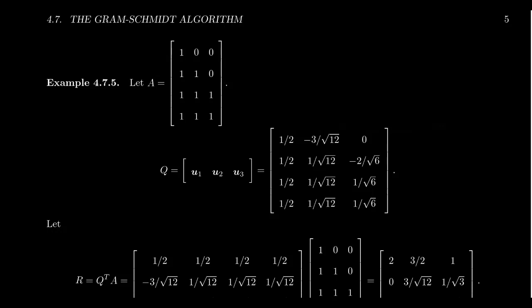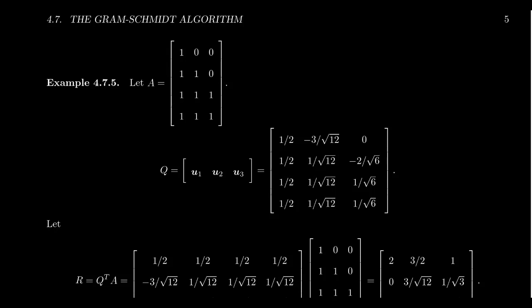So I wanted to just use the same matrix we've been doing this whole time. So take the matrix you see right here. It's a 4x3 matrix whose first column is 1, 1, 1, 1, second column is 0, 1, 1, 1, and third column is 0, 0, 1, 1. The columns will probably look familiar. These were the x1, x2, and x3 that we had earlier.